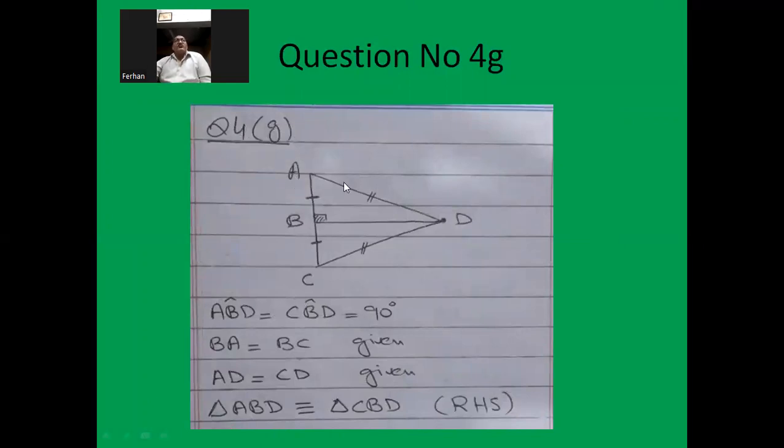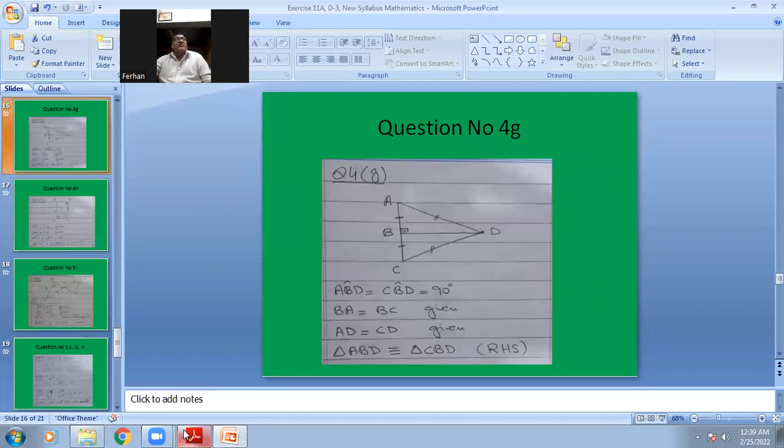So in these two triangles, AD is equal to CD, which is given, and the BA side and the BC side are equal to each other, that is given. The angle ABD is equal to CBD, equal to 90. So there are two right angle triangles being compared. So I can say that the triangle ABD is congruent to the triangle CBD. The reason is RHS. Question number 4, G part is done.